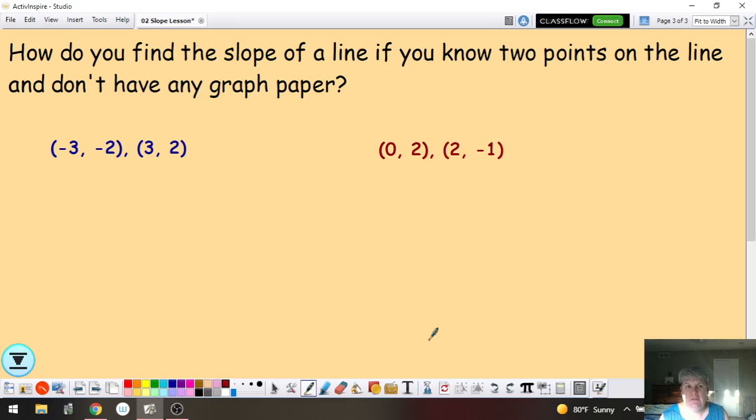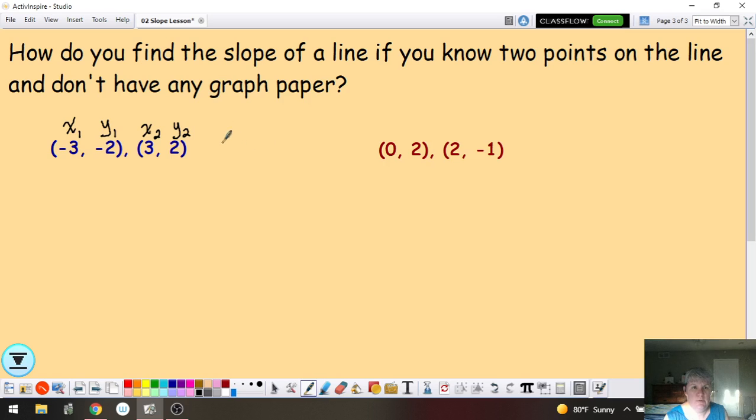So what if we're given 2 points? They aren't written in a table, we don't have graph paper, and we still need to find the slope. Well, one thing we can remember is that every point has an x value and a y value. And I have 2 points, so I'm going to name one point x1, y1, just representing that it's my first x value, my first y value, and x2, y2.